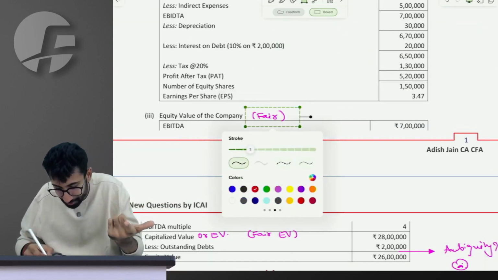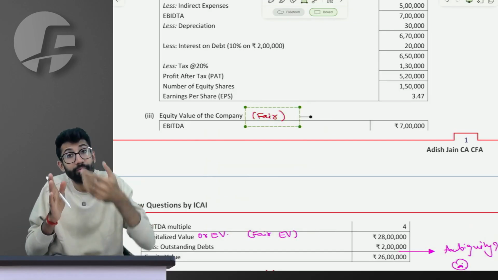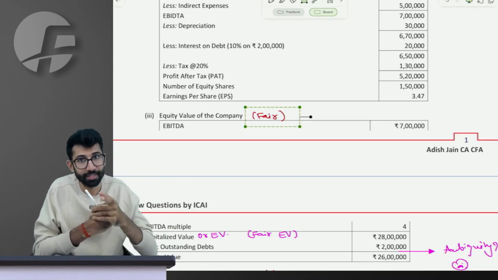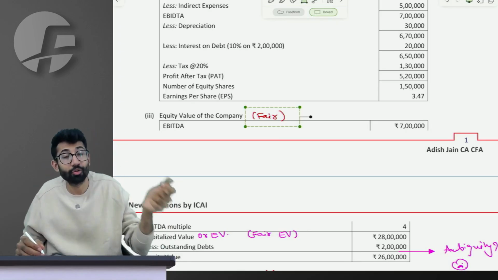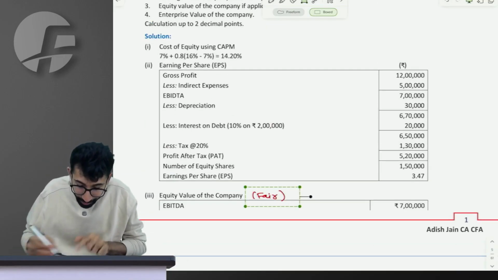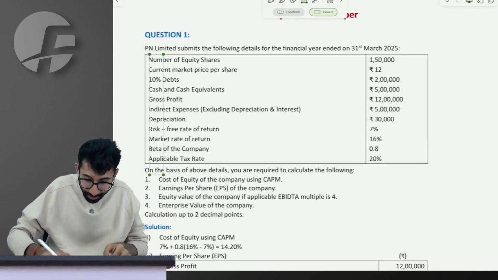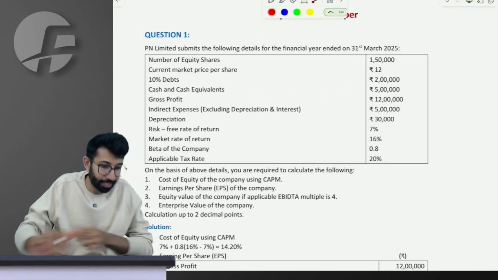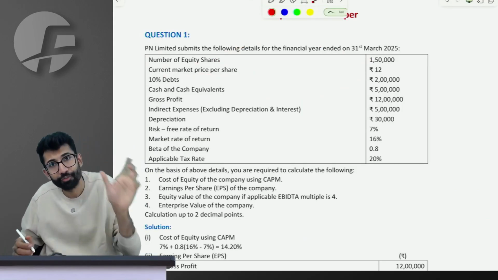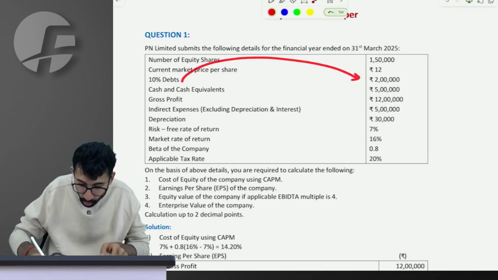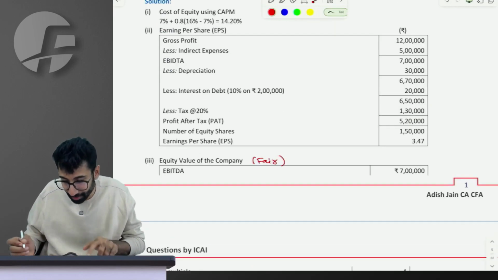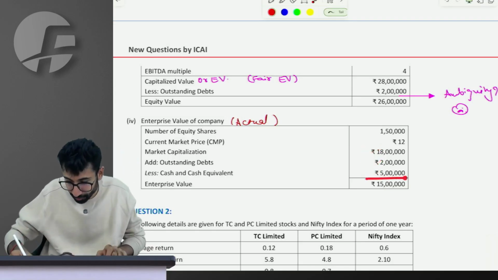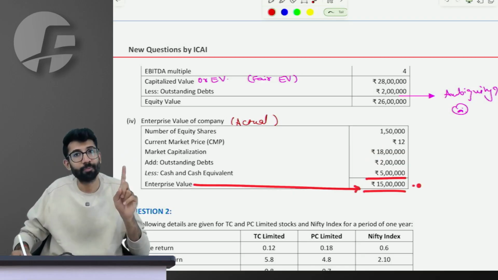Do you remember in equity business valuation we talked about the intrinsic value, the equilibrium price, what should be the price versus the actual price, which is what is the price. So what is actually the enterprise value of the company is all based on the actual prices. For example, I have 1,50,000 shares where price per share is 12. So 1,50,000 multiplied by 12 gives me 18 lakh as the value of equity. Plus the value of debt is 2 lakhs minus cash and cash equivalent is 5 lakh. So 18 plus 2 minus 5 gives me 15 lakhs of enterprise value.